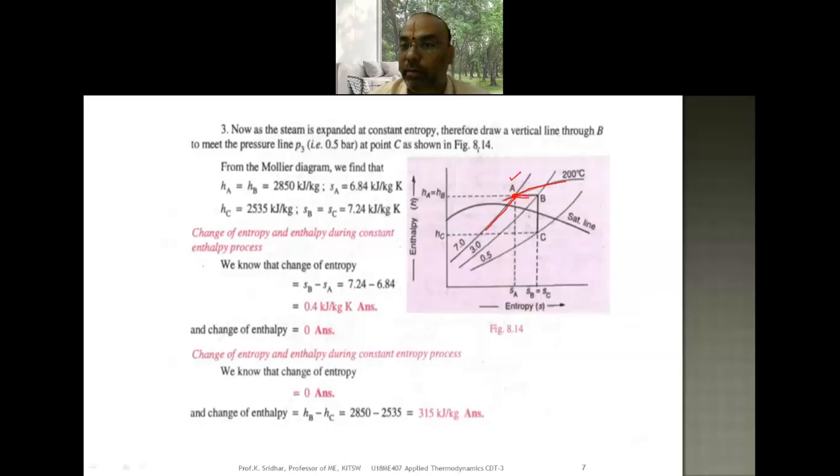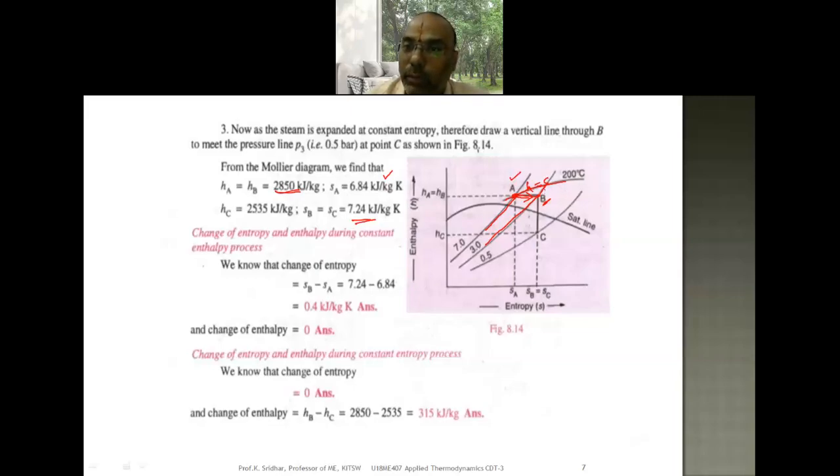That's why from point number A, draw a horizontal line. This is representing H is equivalent to constant. This horizontal line is drawn because it is expanding up to 3 bar. So it is a 3 bar line. This horizontal line and this 3 bar line are both intersecting at point number B. So HA is equivalent to HB because it is a throttling process. From the Mollier diagram we are able to know that it is 2850, and similarly also find out what the entropy values are at point number A and at point number B. So SA is equivalent to 6.84 and here SB is equivalent to SC because it's a constant entropy expansion process. So here it is 7.24.